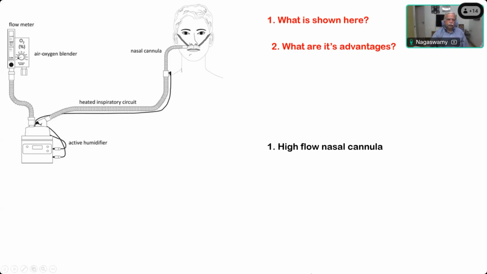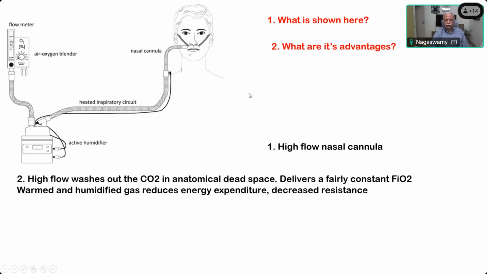So what is this here? Humidifier. Humidification, sir. This is a heated circuit, so warmed and humidified gases are delivered. High flow washes out the carbon dioxide in anatomical dead space, delivers fairly constant FiO2, warmed and humidified gas, reduces energy expenditure, and decreased resistance to breathing is there. These are the 4 advantages of high flow nasal cannula: washes out the CO2 in the anatomical dead space, delivers a fairly constant FiO2, warmed and humidified oxygen, and decreased airway resistance.